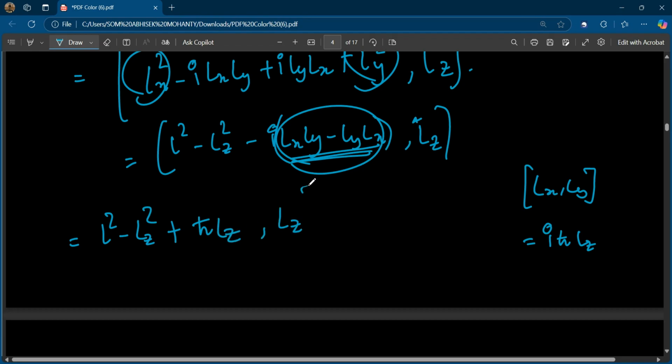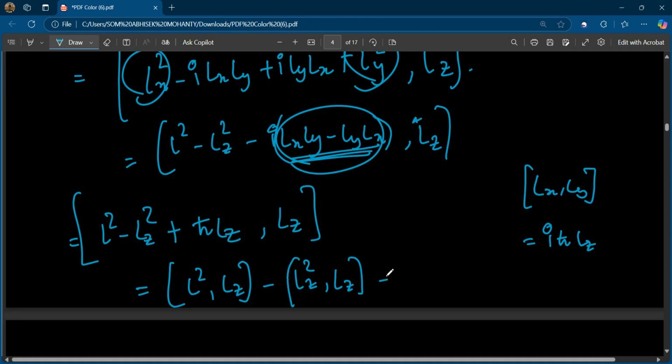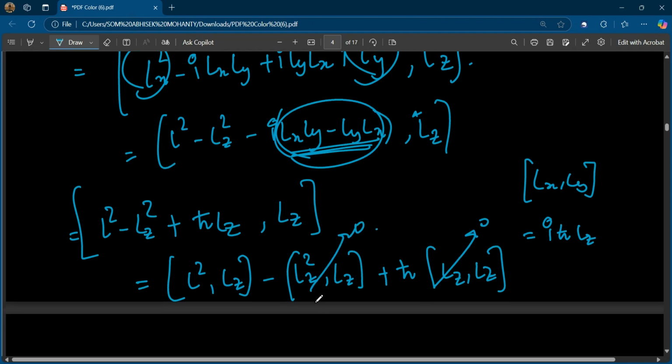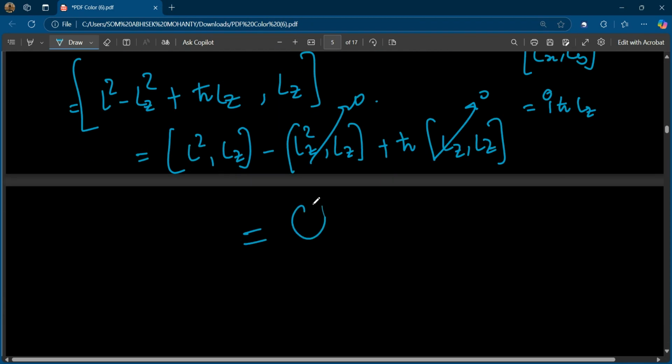And this is your Lz. Got it? Very simple. Now I will just separate them. L square Lz minus Lz square Lz, which will in fact be 0. Lz again 0, so this is 0. Only this much is left, L square Lz, and this is also 0. So the answer is 0. I hope you got it. L square Lz is 0.